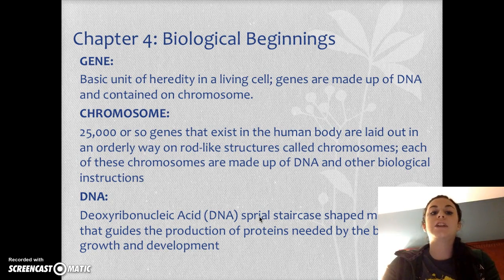Gene, which is a basic unit of heredity in a living cell. Genes are made up of DNA and contain a chromosome. So basically, it's what our body's made of, what makes us us. Chromosomes hold 25,000 or so genes that exist in the human body and are laid out in an orderly way on rod-like structures, which are called chromosomes. That's the description of them. Each of these chromosomes is made up of DNA and other biological instructions.